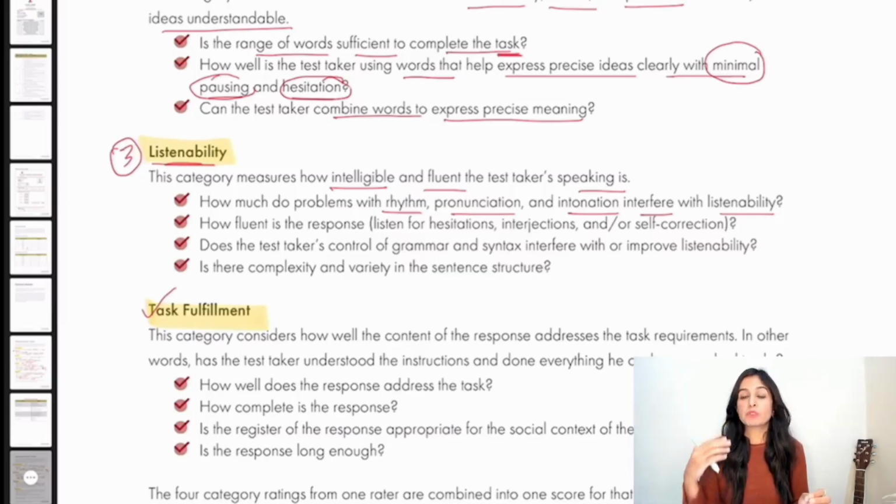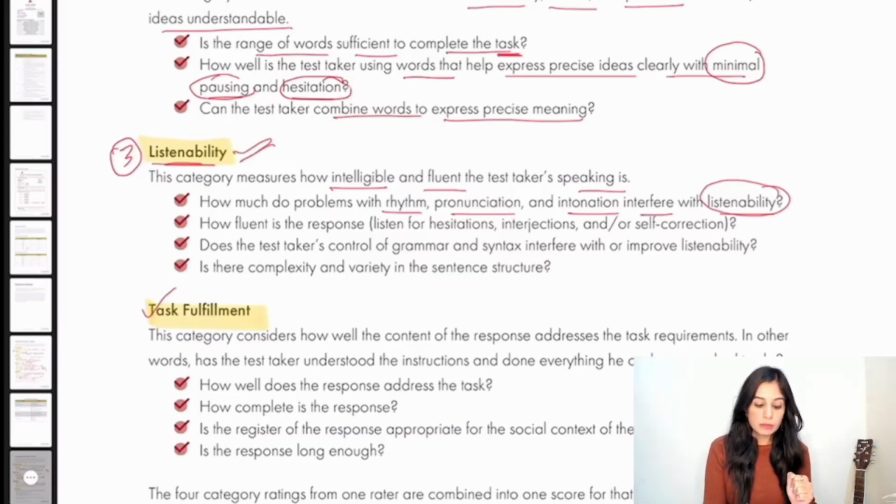The issue becomes bigger and creates an impact on your score only when it starts impacting the listenability, which means if I'm mispronouncing a word and the examiner, the rater, the evaluator, or in case of the mock tests, your CELPIP instructor or trainer is not able to understand the word. Okay, it's mispronounced to the extent that they're failing to understand what you're trying to say. That will impact your speaking scores in the listenability standard.